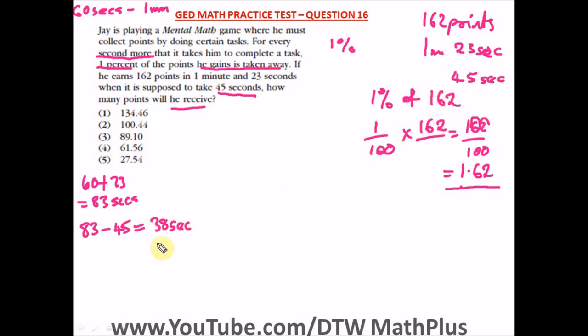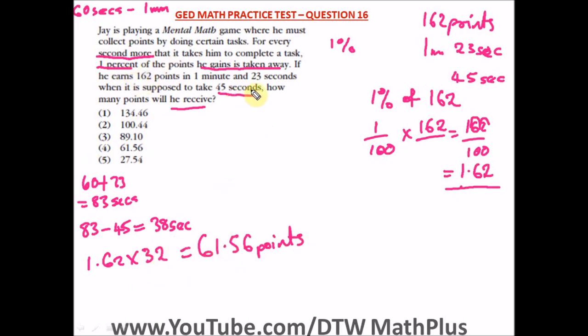But here he spent 38 seconds, so we have to find the total points that are taken away from him. That will be 1.62 times 38. Punch it in your calculator and we are going to get 61.56 points. So this is the total number of points that will be taken away from his points.